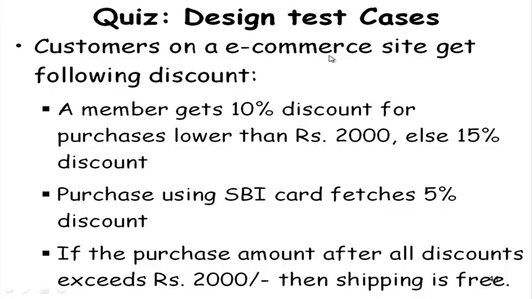The problem is that an e-commerce site gives the following discount. There is a program written at the e-commerce site which displays the discount that is applicable to a customer. Now, there are different conditions based on which different discounts are given. A member gets 10% discount for purchase less than 2000. If the purchase is more than 2000 rupees, then the customer gets 15% discount. And if the purchase is made by SBI card, then the customer gets 5% additional discount. And if the purchase amount after all discounts exceeds 2000, then shipping is free.